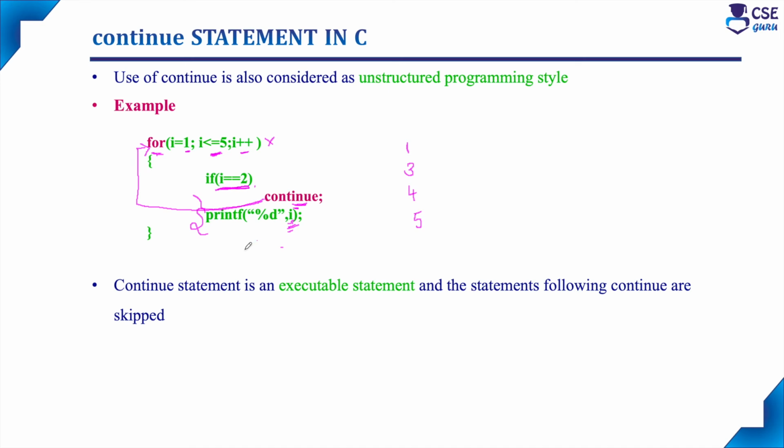This continue statement is also a jump statement, and the use of the continue statement is considered an unstructured programming style. Normally, programmers won't use it since it is not recommended in structured programming. This continue statement is an executable statement, and the statements following this continue will be skipped. That is the purpose of this continue statement. The break statement will terminate the complete loop, but the continue statement will break only the current iteration of the loop. That is the difference between the break and continue statements.